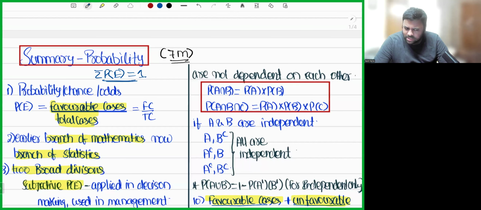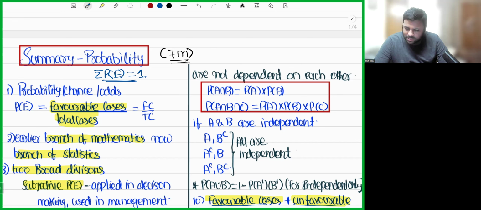So basically, earlier it was a branch of mathematics. Now it has become a branch of statistics. Next, I told you 2 broad divisions: subjective probability and objective probability. Subjective probability we use in decision making. We don't use it in our syllabus. It changes from person to person. Objective probability means it remains the same everywhere. Outcomes are known in advance. But all the sums we do are based on objective probability itself.